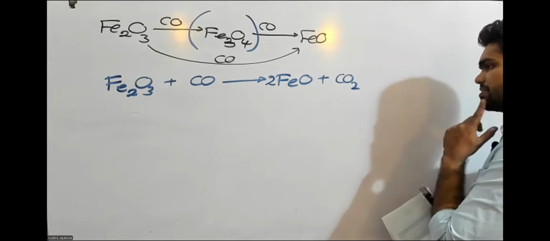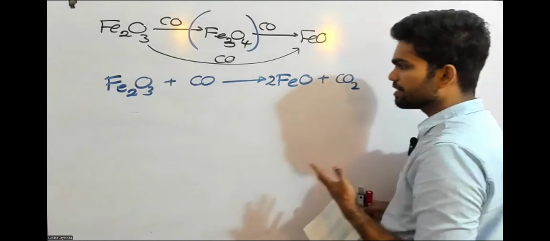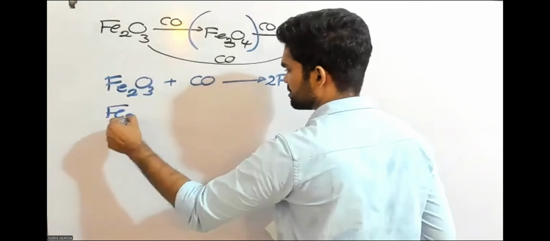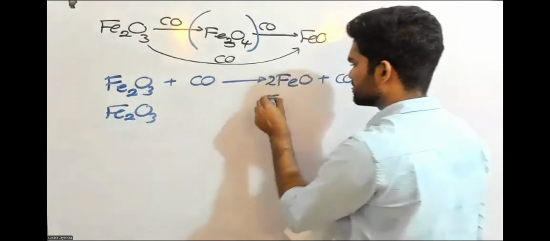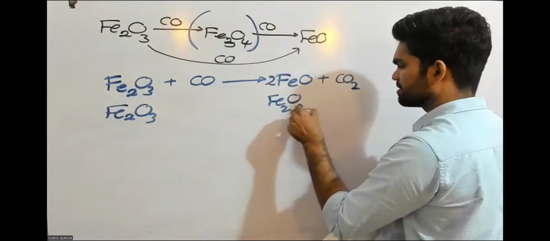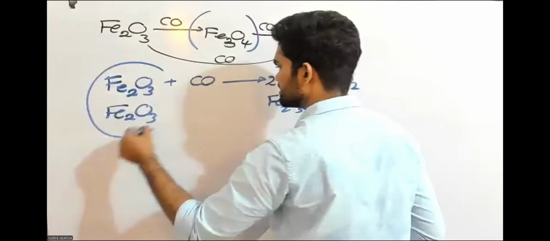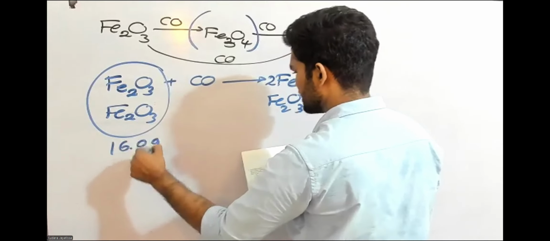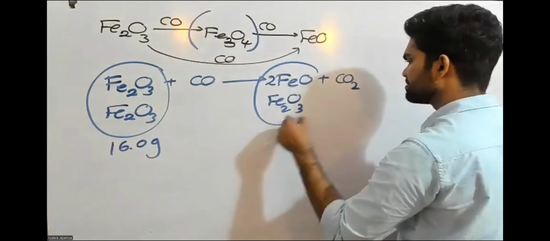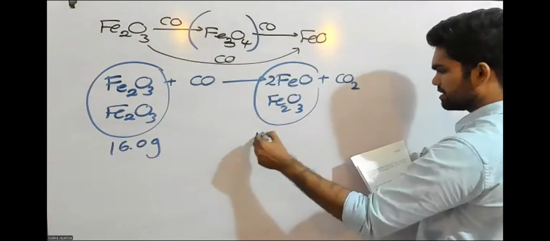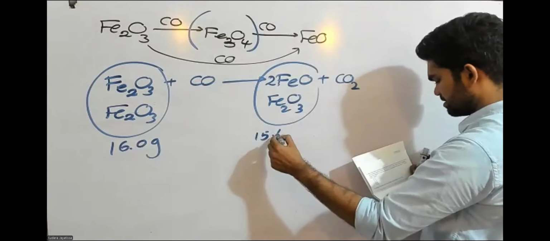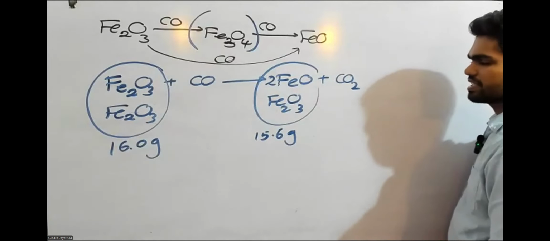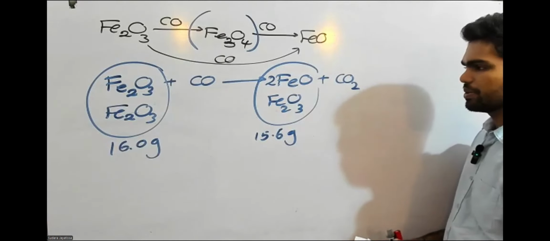Right? And so not all the Fe2O3 is converting. So some Fe2O3 will be there without having any conversion. So this is the initial amount. You will have 16.0 grams, and this is the final mixture. It is 15.6 grams, okay, which is containing FeO and Fe2O3.